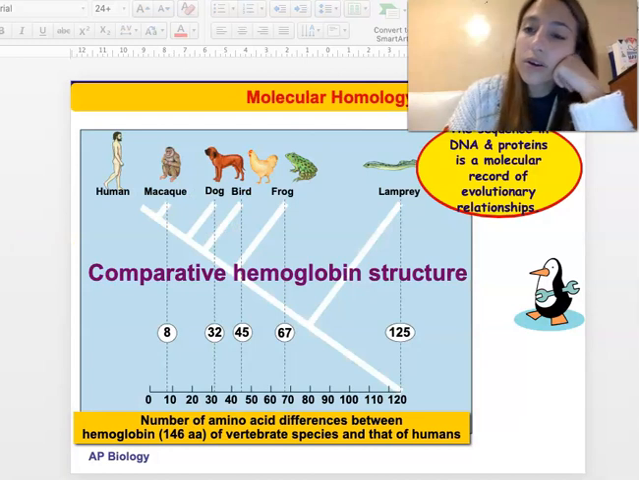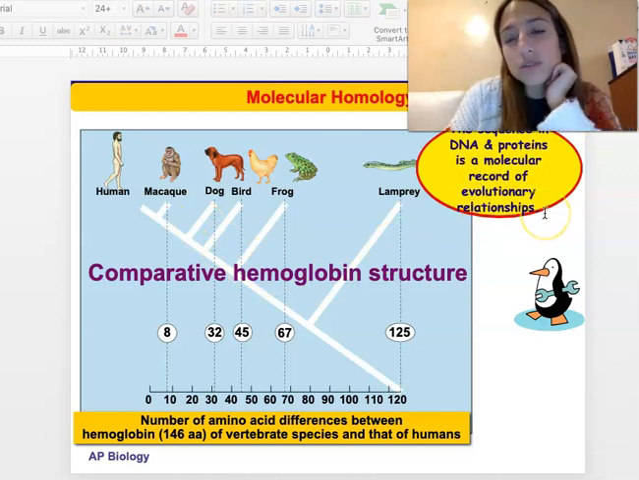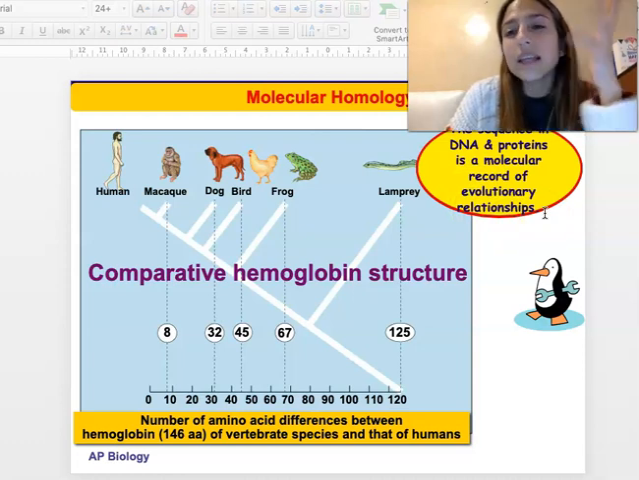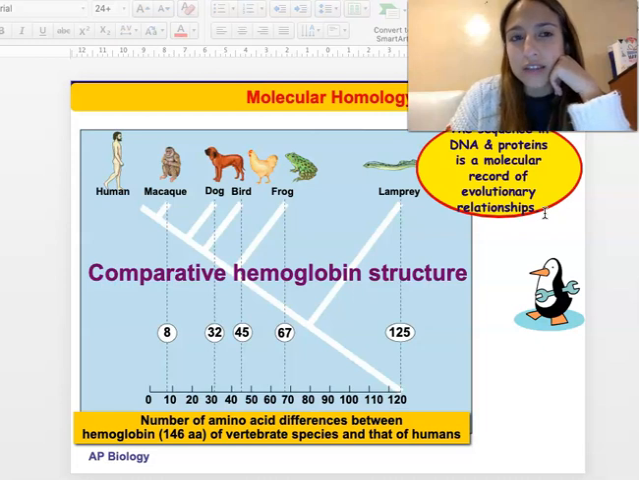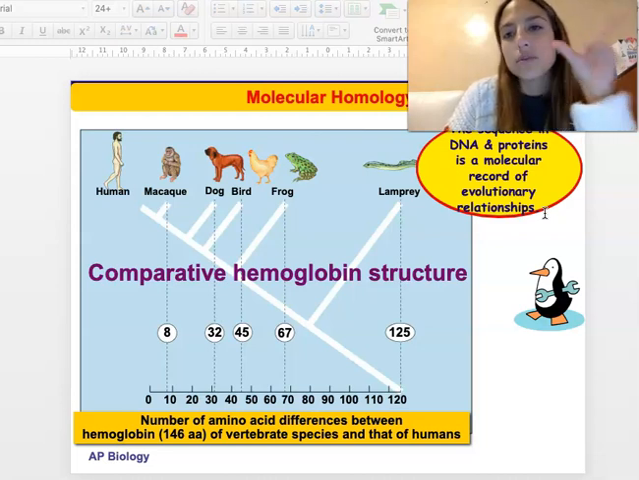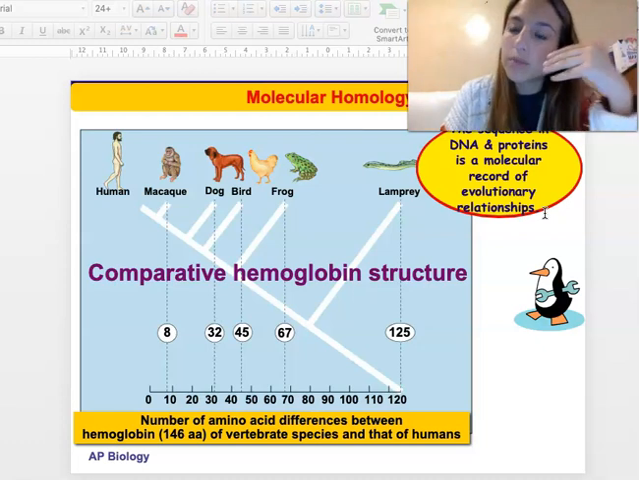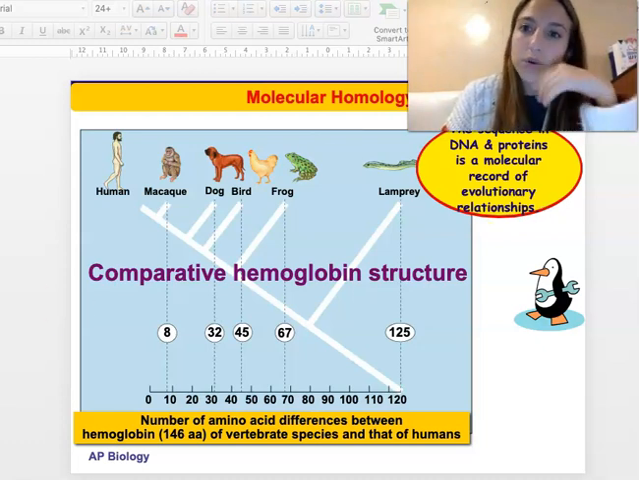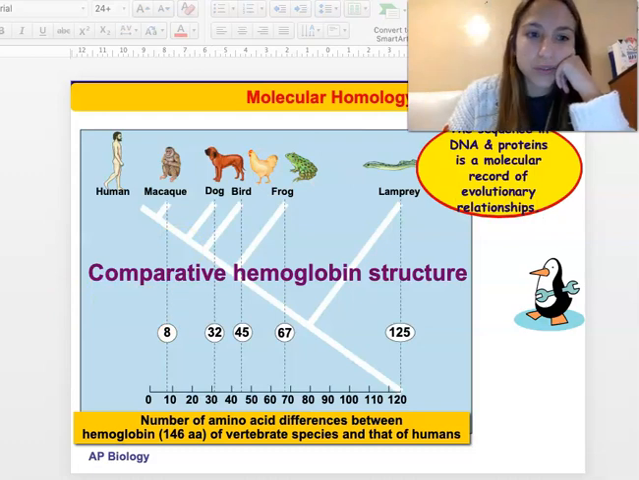You can also see molecular homology. The sequence in DNA and proteins is a molecular record of evolutionary relationships. There's a reason why we have such a conserved language, which is DNA, and it is so similar across so many species. There's also a reason why amino acids are coded by triplet nucleotides, in the form of codons, in all of these species, and it's because we all come from a common ancestor. So that's also evidence of evolution.